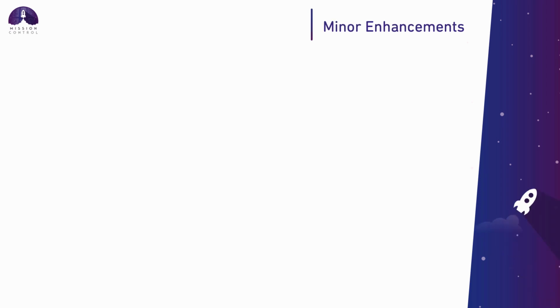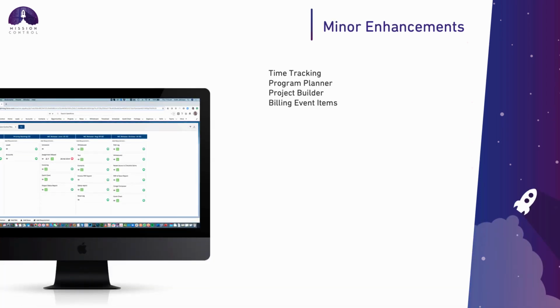So then a few minor enhancements. If you are using the start stop time tracker, you've got the ability now to actually see the time that you started the clock when you're trying to stop it, so you can see how long it's been running for. The program planner, we've made a few adjustments to the columns, giving you the ability to add in or remove columns such as backlog and priority backlog, and the project builder.